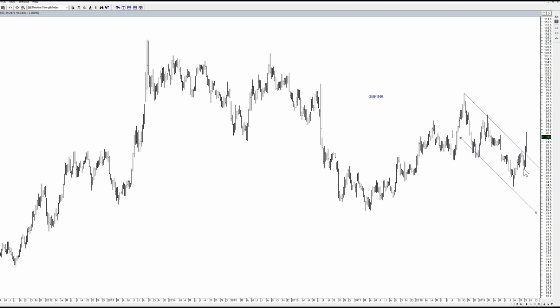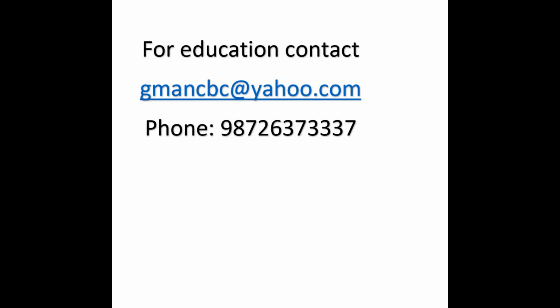We would not like to short the dollar right now because the USD INR chart is still not very clear whether it's going up, down, or sideways. But these two charts are really, really good. So those were a few thoughts about the currencies.